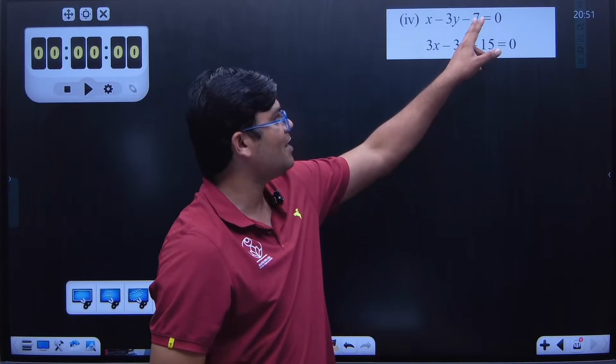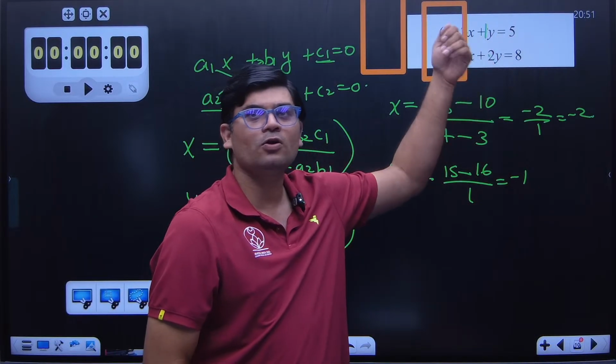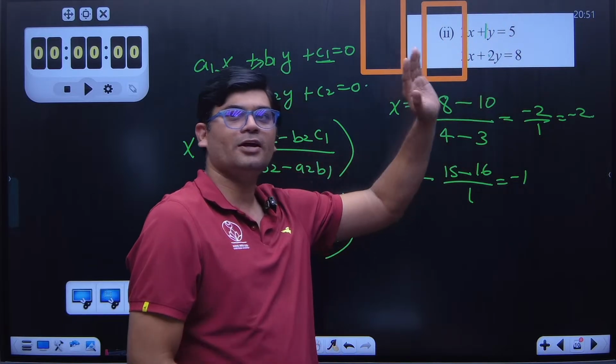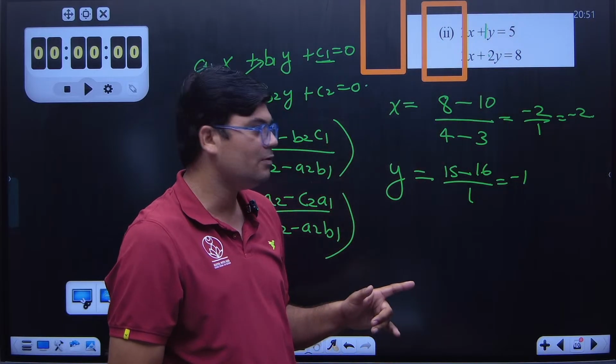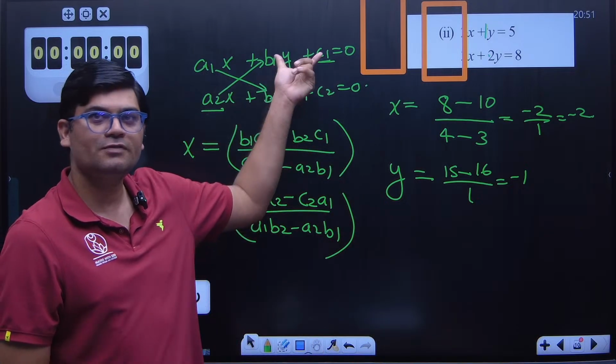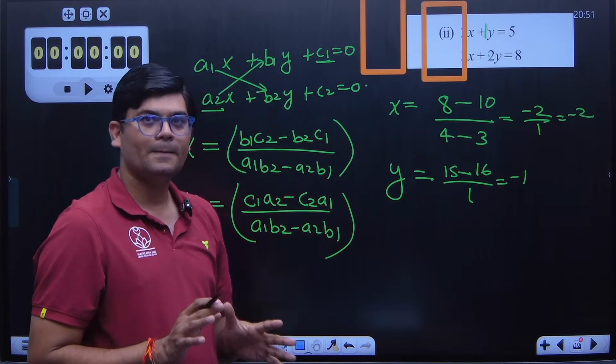The problem was 7 has to be on this side of the equation. In this case, 5 and 8 were on that side of the equation, so we can't take that. We have to bring this on this side of the equation. Then only the formula will work, because the formula will work for this equation. C1 and C2 have to be on this side, the left side of the equation. Are you getting it? Yeah.